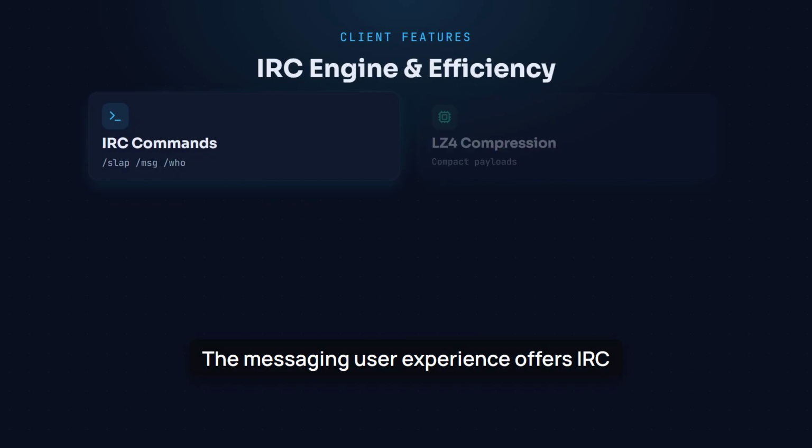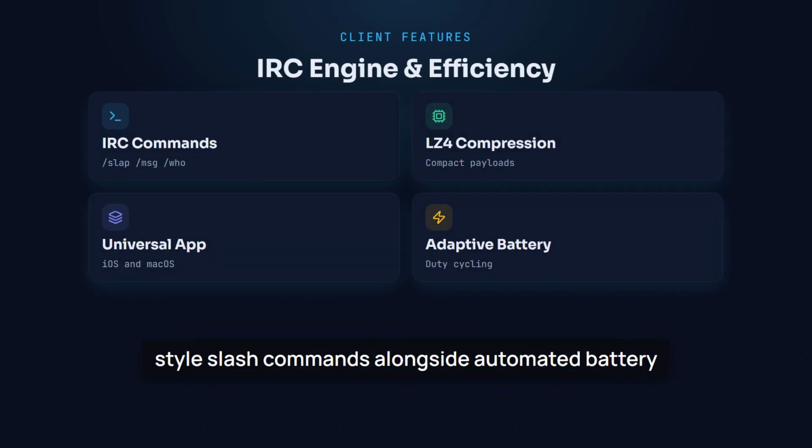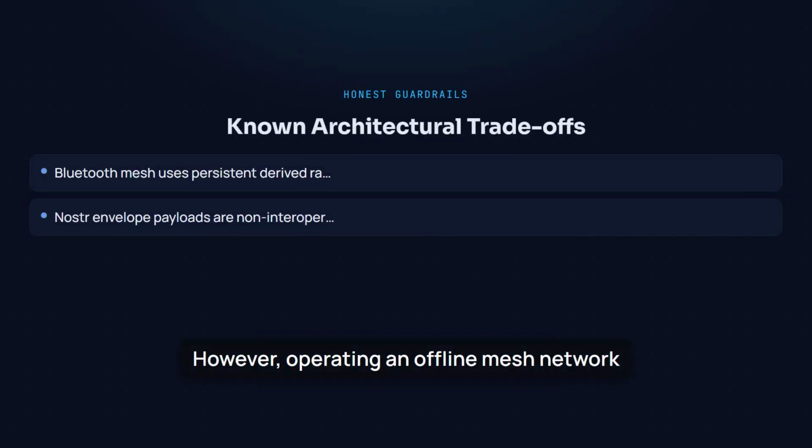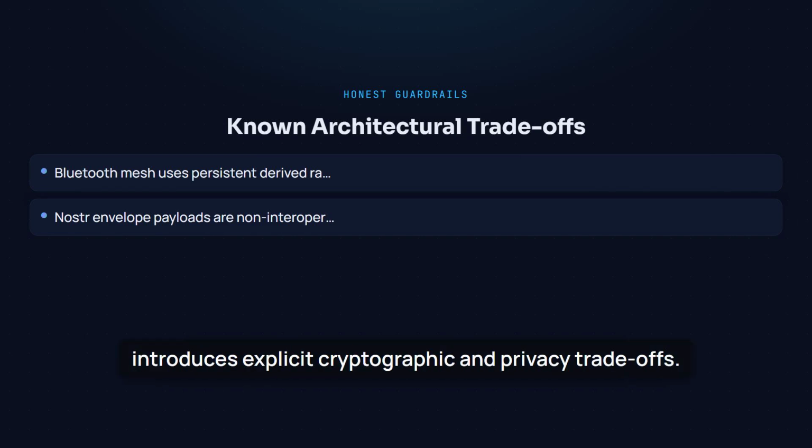The messaging user experience offers IRC-style /commands alongside automated battery management. For immediate data protection, a triple tap gesture triggers a full local emergency data wipe. However, operating an offline mesh network introduces explicit cryptographic and privacy trade-offs.